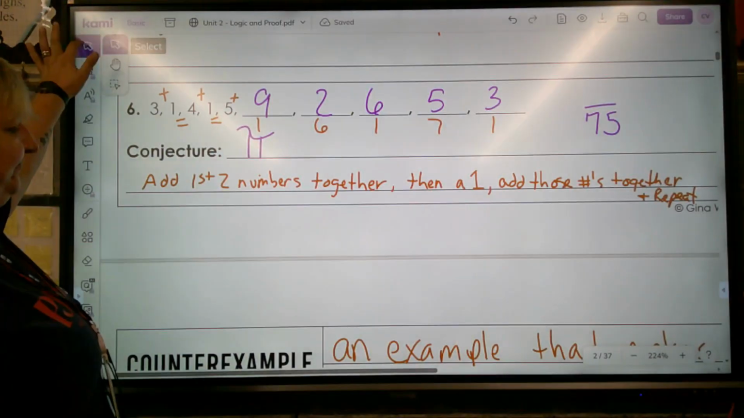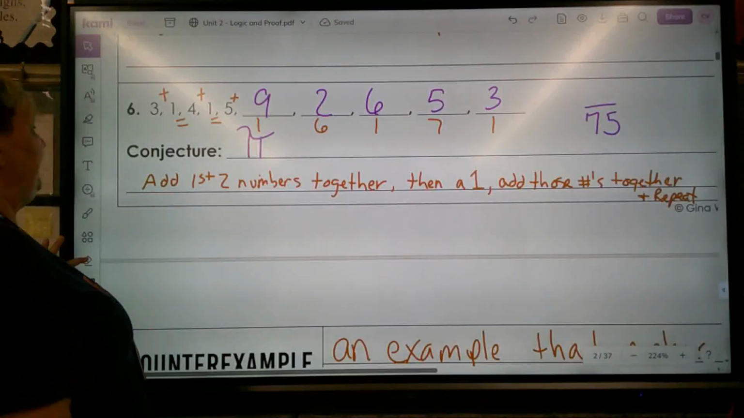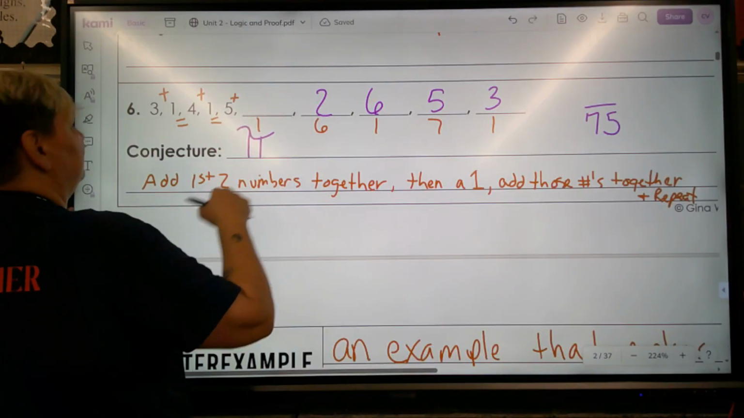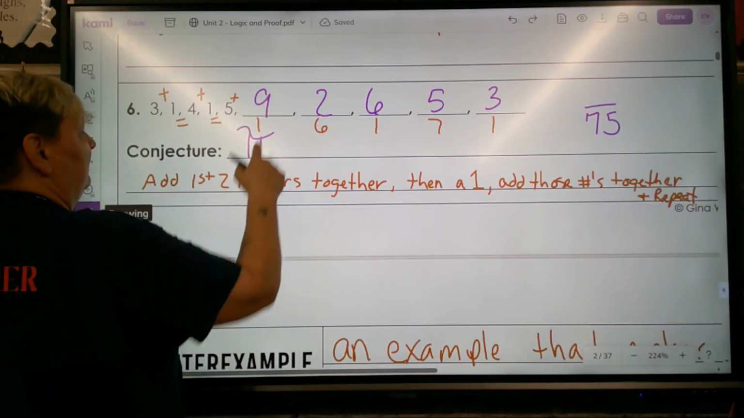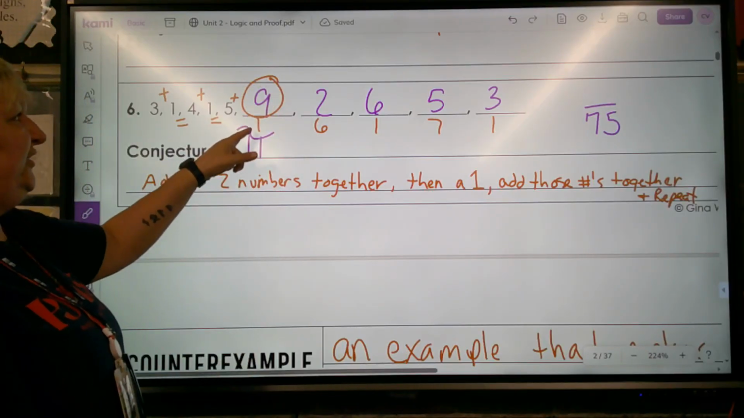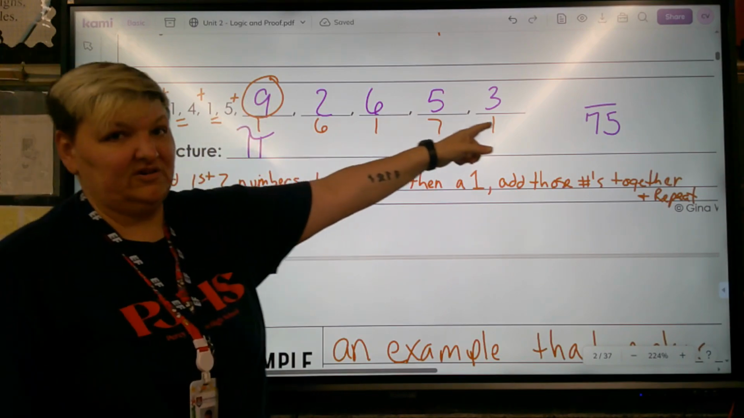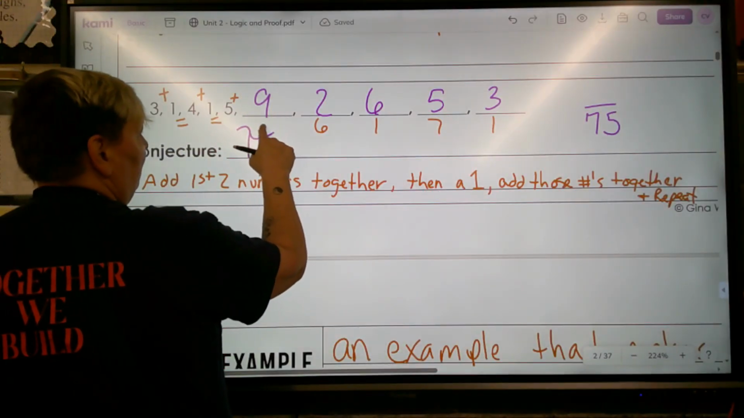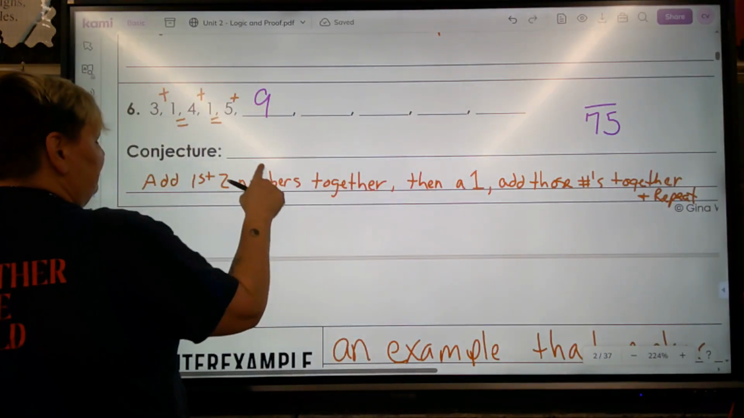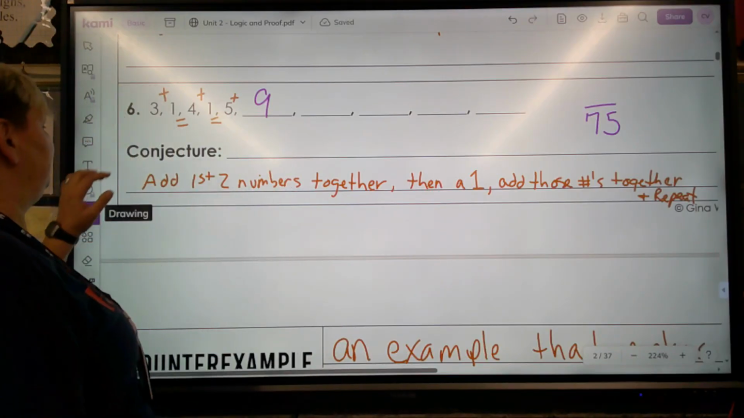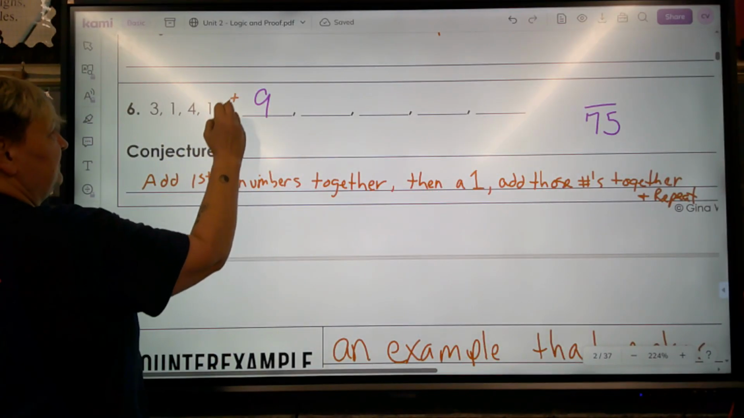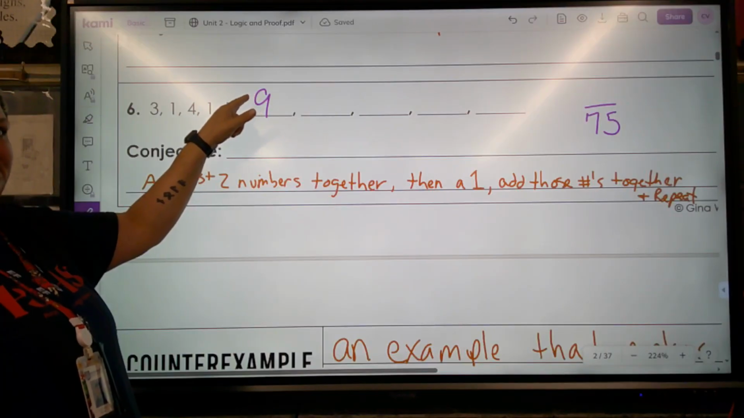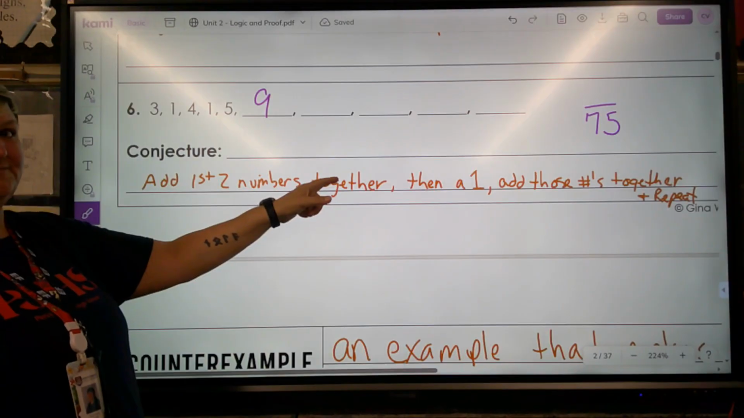Find an easier pattern. Now, we were able to do this pattern because this number was blank. So we could put a 1 there and our pattern works. But what if it wasn't blank? What if we couldn't put a 1 there? What if they gave us the 9? What if the original numbers that they gave us were 3, 1, 4, 1, 5, 9? Could we still use this pattern?